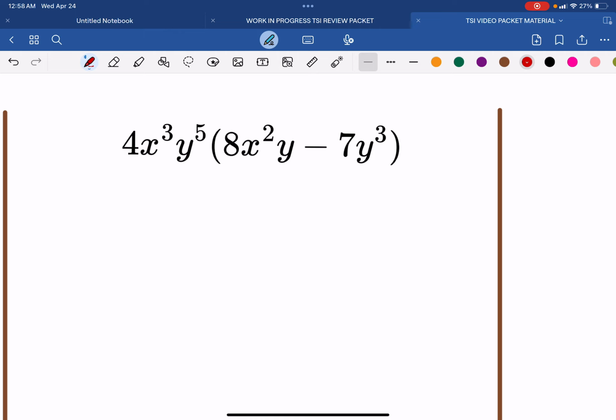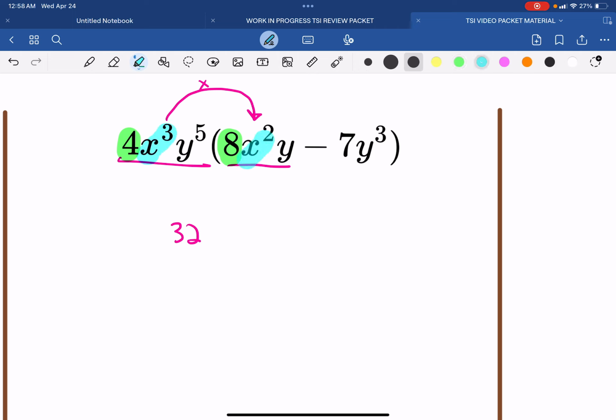We're going to expand this. We're going to apply the distributive property, and we want to make sure that you guys have this down. We are going to multiply this times the first term inside the parentheses. First, 4 times 8. What's 4 times 8? 32. Then x cubed times x squared. Remember your laws of exponents, right? We're multiplying bases that are the same. So what do we do to the powers? We add them. When we multiply, we add the powers.